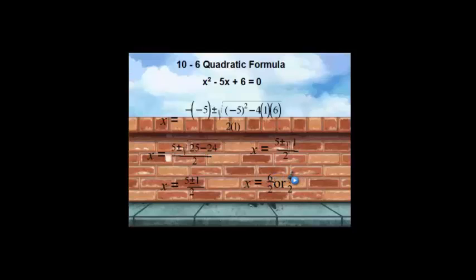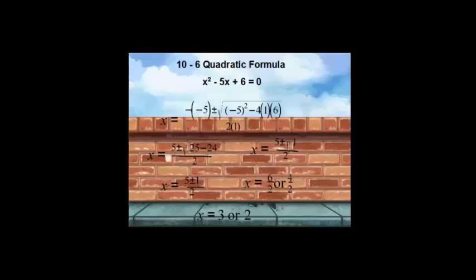And then you'll notice that the 2 stays on the bottom for both of those, 6 divided by 2 or 4 divided by 2. And that gives you an answer of x equals 3 and x equals 2. Now remember, those are your roots. That's where the parabola is going to cross the x-axis. That was a lot of work for two little numbers.